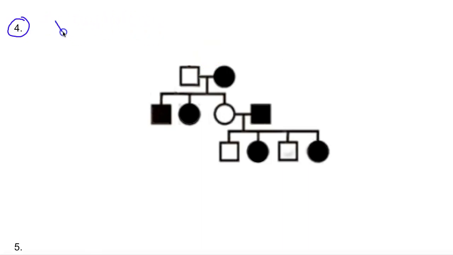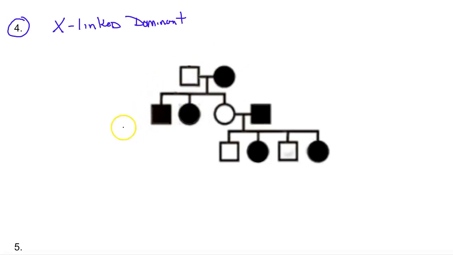I'll write it here: X-linked dominant inheritance pattern or pedigree chart. Now it's a little different than the autosomal dominant, and let's see why.